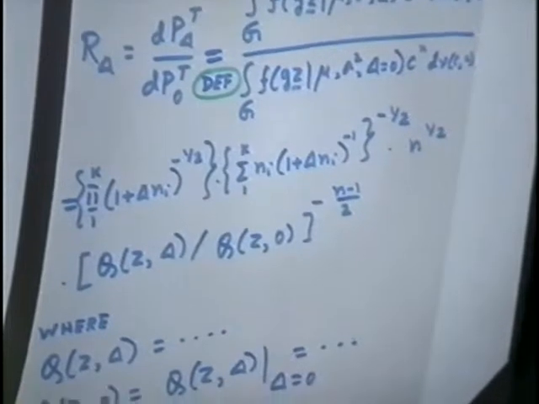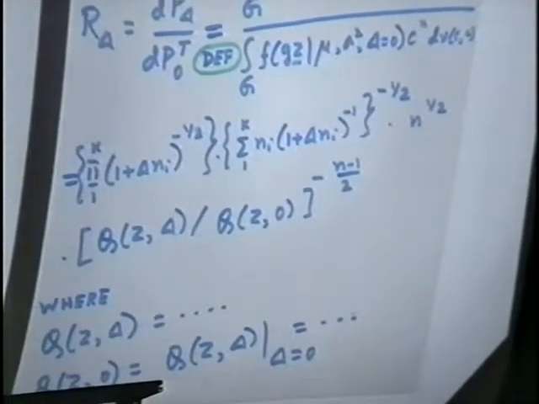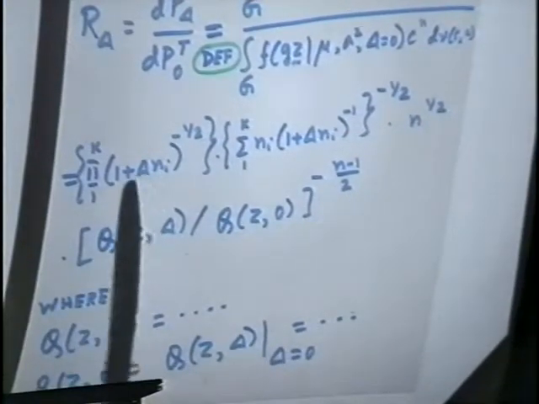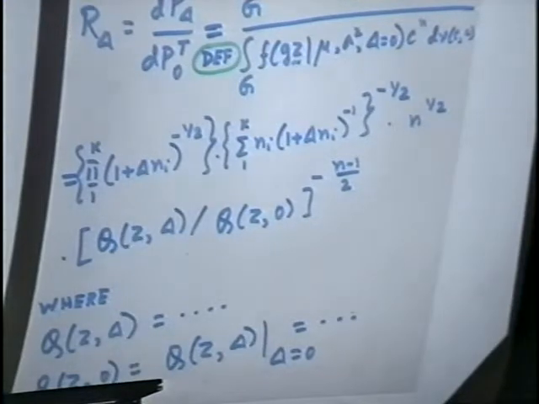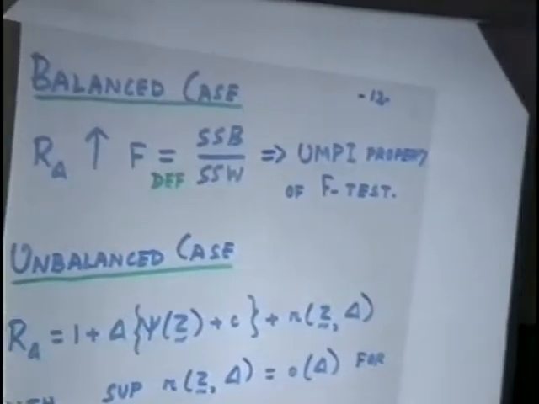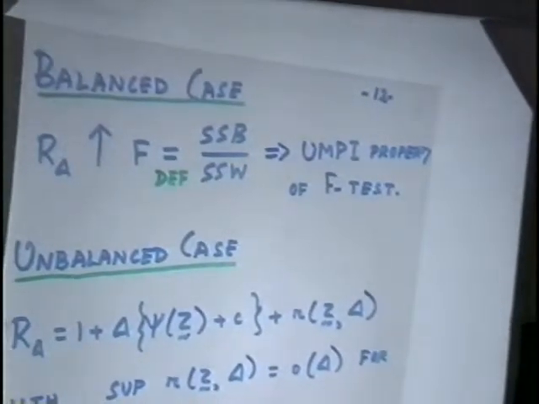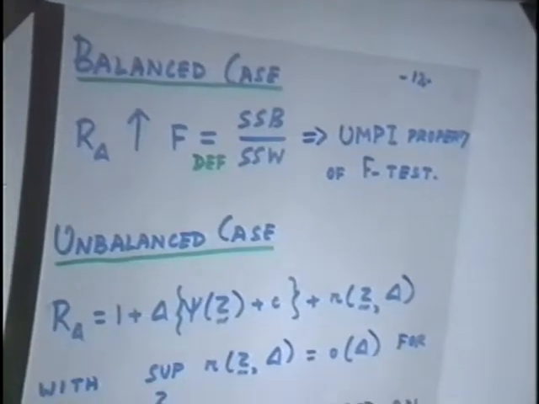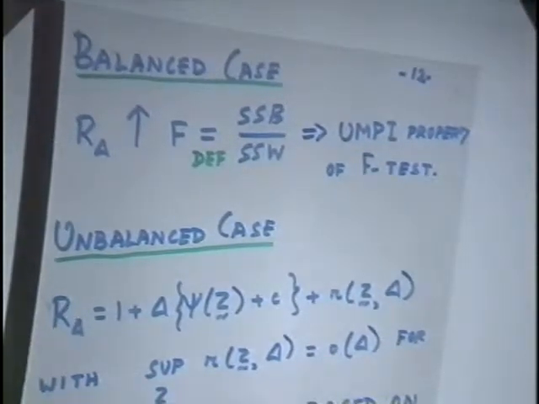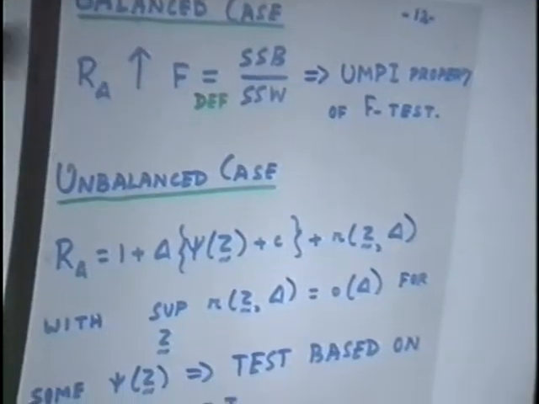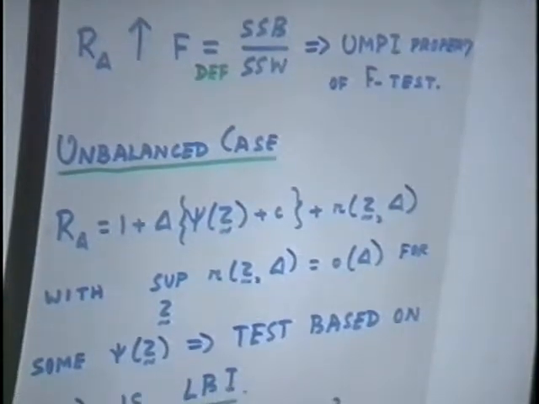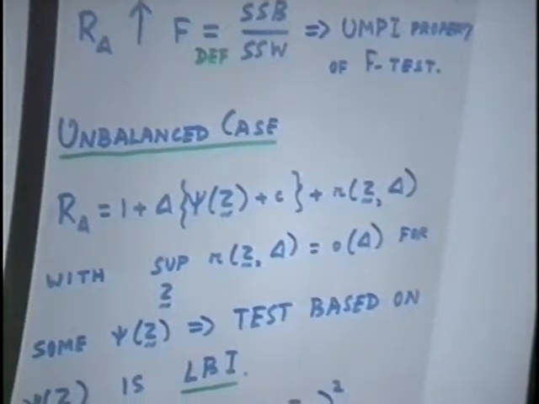But what happens in the balanced case, the same thing, except that the n_i's are all equal, and we find that R(delta) is strictly increasing in the usual F statistic, the between sum of squares over the within sum of squares. That gives us the UMPI property of the F test. In the unbalanced case, however, R(delta) is not monotone enough. As a matter of fact, there is no test statistic in which R(delta) is monotone.